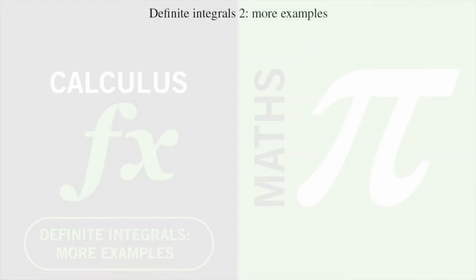Here we're going to look at an example of a definite integral and then an application of definite integrals. Let's look at the example first. We're asked to evaluate the integral from 0 to pi over 6 of sine 3x dx. Well, we can do this using the method of integration by substitution, which we discussed in a previous video.